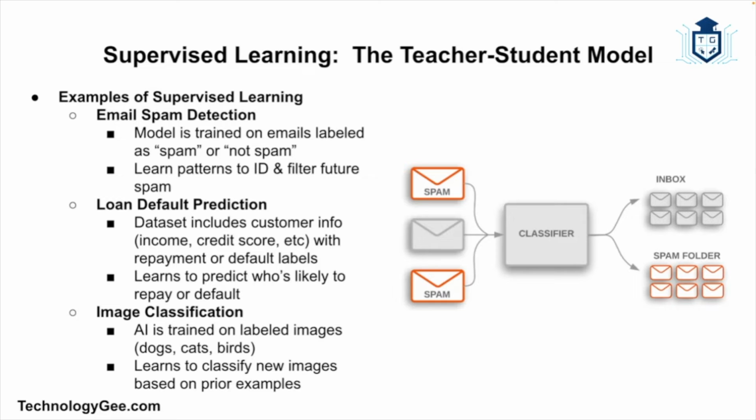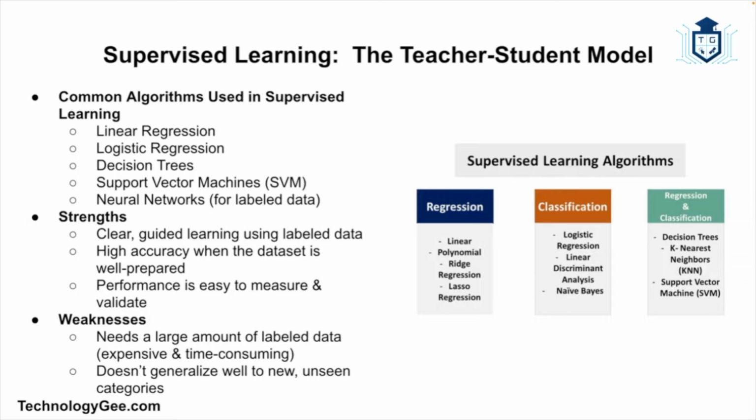And then there's image classification. You can show an AI thousands of images of dogs, cats, and birds, each labeled correctly. And then the AI will learn to classify new images based on what it has seen. Now, to make all of this happen, here are some common algorithms that are used in supervised learning. First you have linear regression, logistic regression, decision trees, support vector machines, and then neural networks that are used for labeled data.